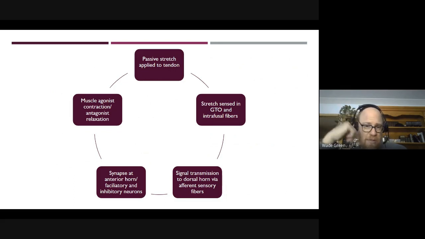So passive stretch sends a sensory signal to the GTO and the interfacial fibers, and then that transmits a signal to the dorsal horn, which culminates in muscle contraction and arrest of the stretch. It'll stop the stretch.